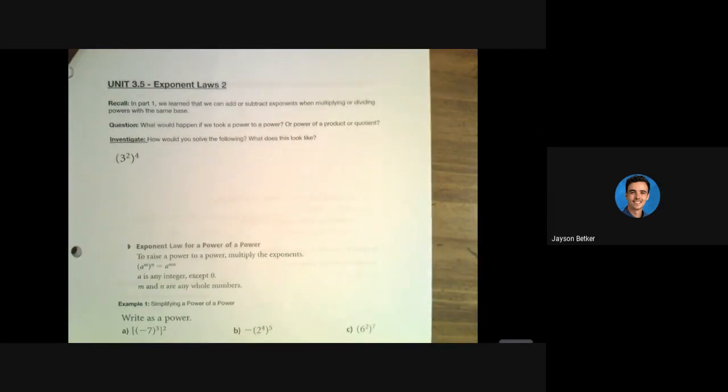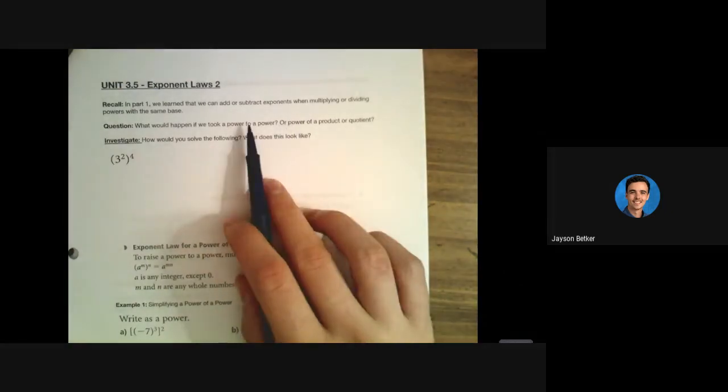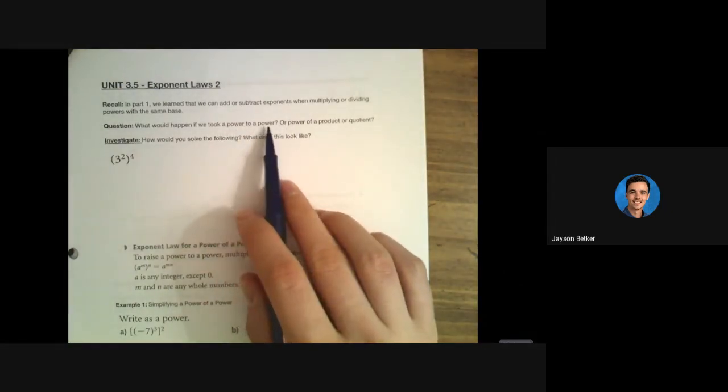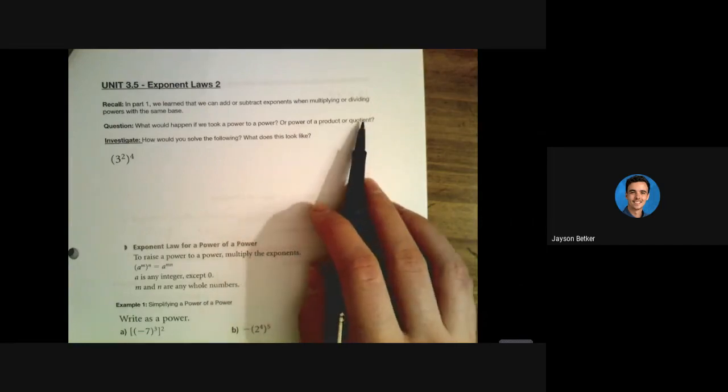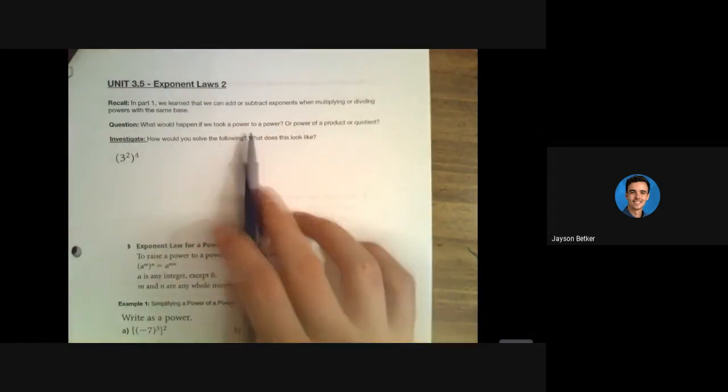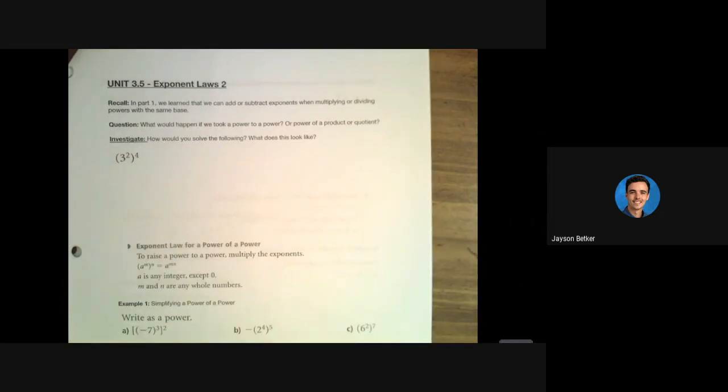All right, so how would you solve the following problem? Again, we're looking at what happens if we take a power to another power, or if we take the power of a product or a quotient, and then add that to another power. So what does this actually look like? 3 to the 2 to the 4. How would you solve the following? What is it going to look like?